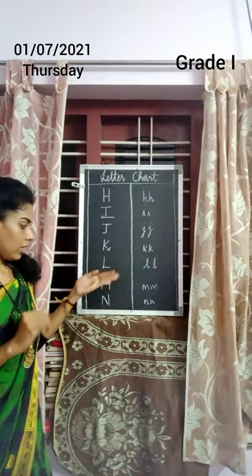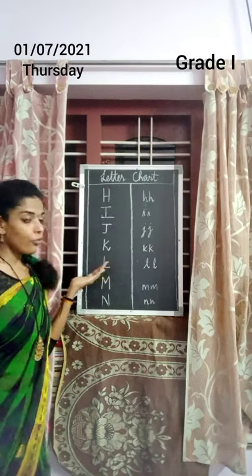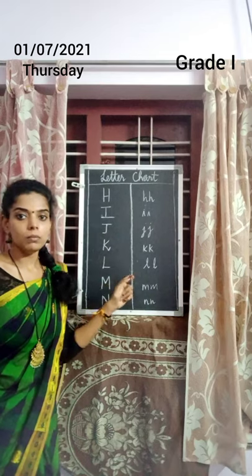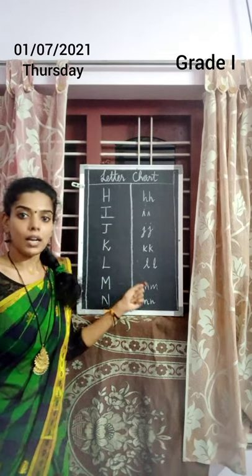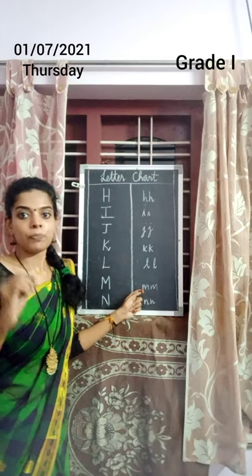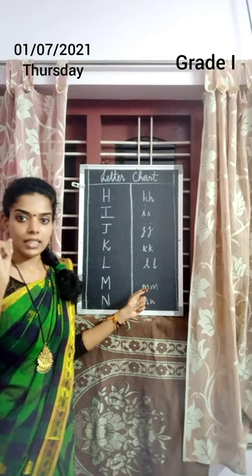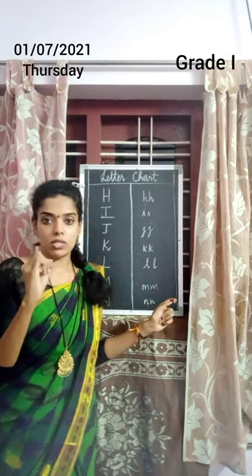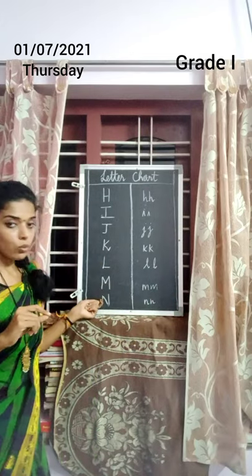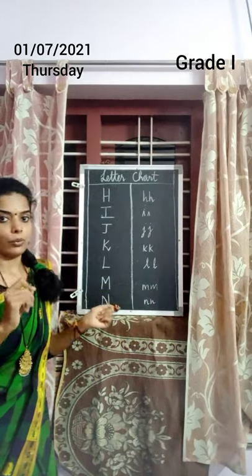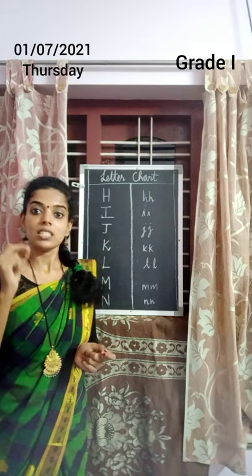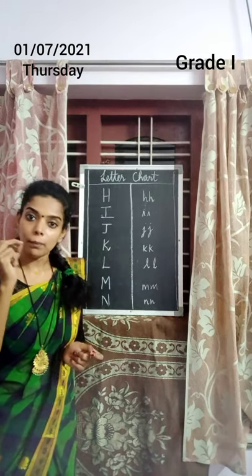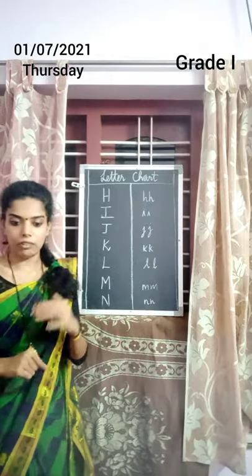So the next one is M. The sound of alphabet M is M. The examples are monkey, master, mother, milk, mouse. So the next one is N, nurse sound. The examples are nurse, nest, numbers. Let's learn other alphabets too.